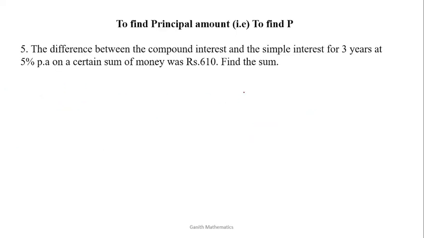The difference between the compound interest and simple interest for 3 years at 5% per annum on a certain sum of money was rupees 16. Find the sum. So they have given the difference. We know very well that compound interest is a higher value than simple interest. So the compound interest and simple interest difference is rupees 16 for 3 years with 5% rate of interest. So we have to find the sum, that is, we have to find P.